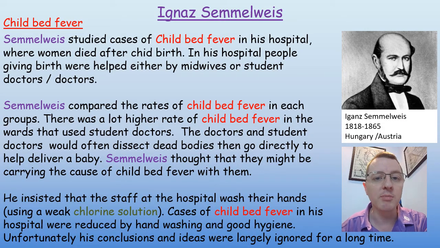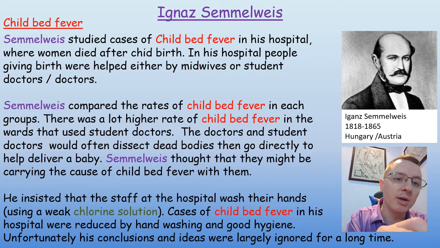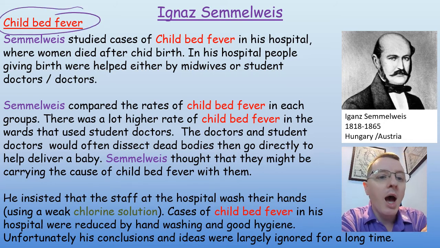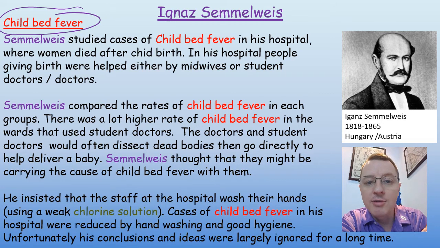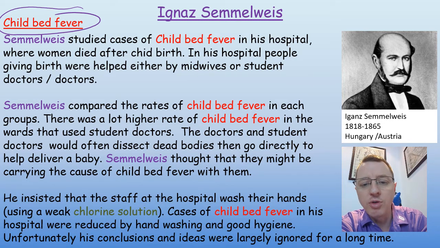The first person we're going to mention is Ignaz Semmelweis, and he was a Hungarian scientist working and studying a disease known as childbed fever. Semmelweis studied cases of childbed fever in his hospital where women died after childbirth. In his hospital, people giving birth were helped either by midwives or by student doctors or doctors themselves. Semmelweis compared the rates of childbed fever in each of the groups. There was a lot higher rate of childbed fever in the wards that used student doctors.